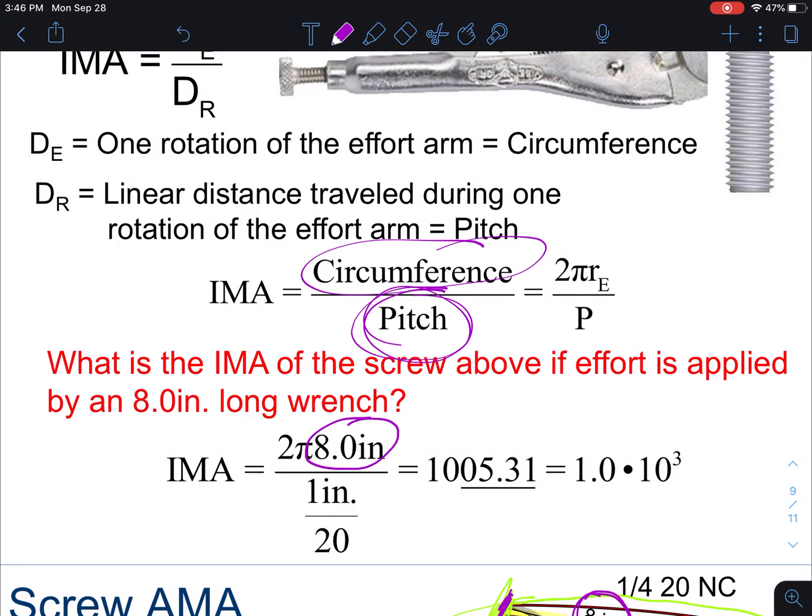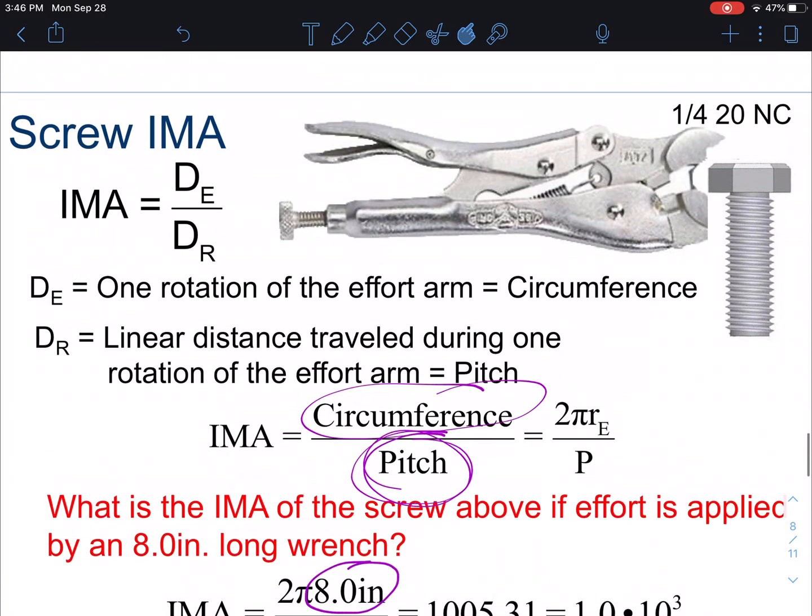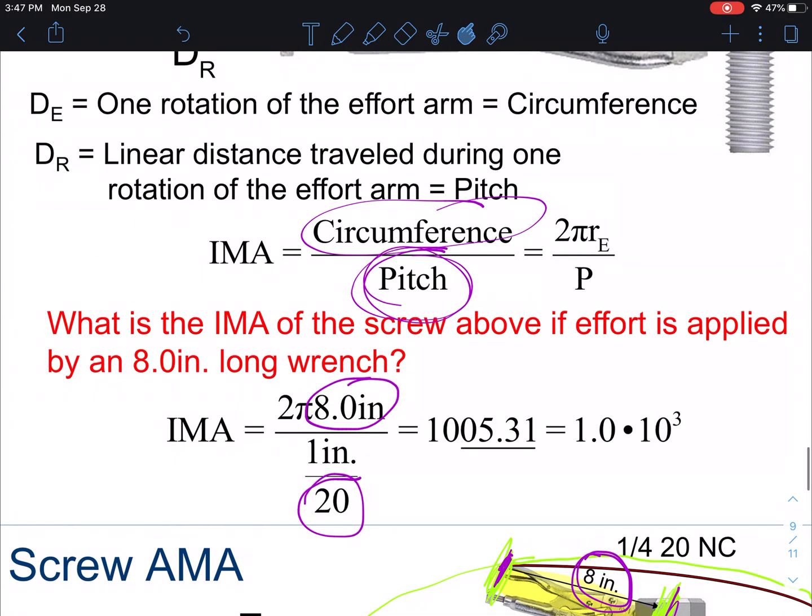So in this case, threads per inch is 20. The pitch is 1 divided by 20. Okay? So, do this multiplication. 2 times pi times 8, and divided by 1 divided by 20. And that gives you this number right here, 1,005.31. That is your answer for the IMA.